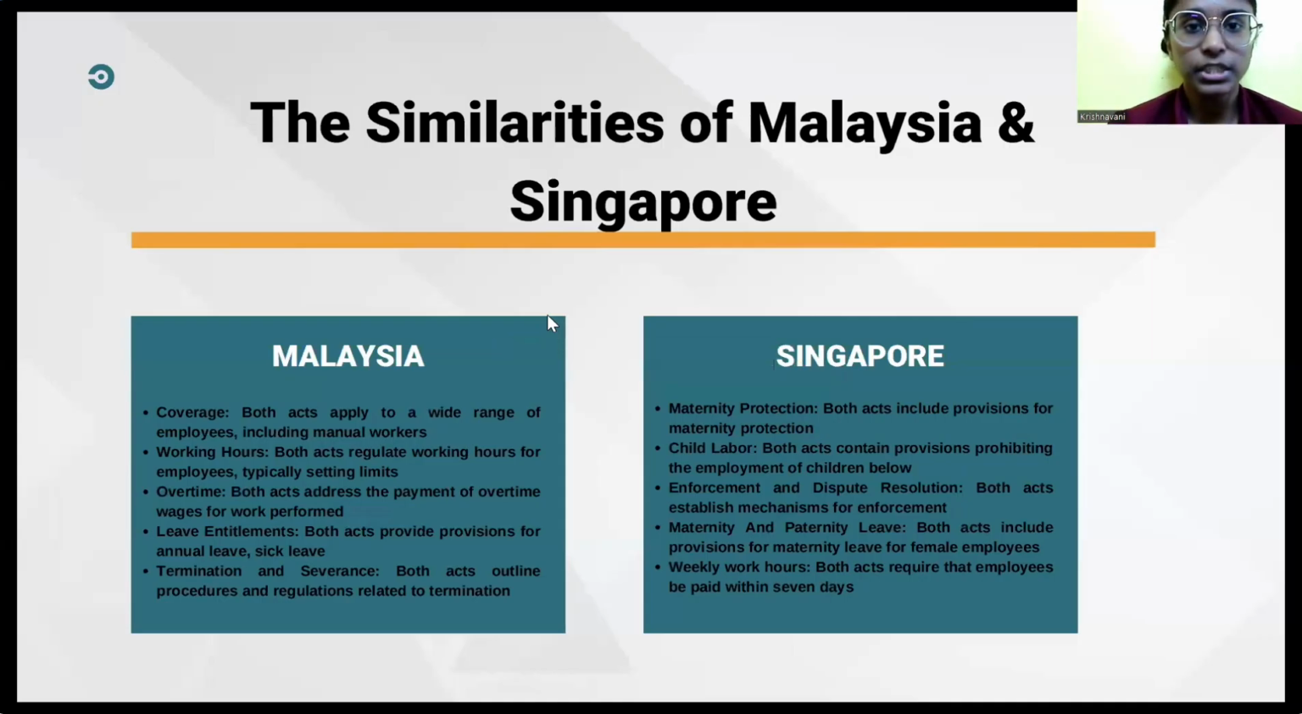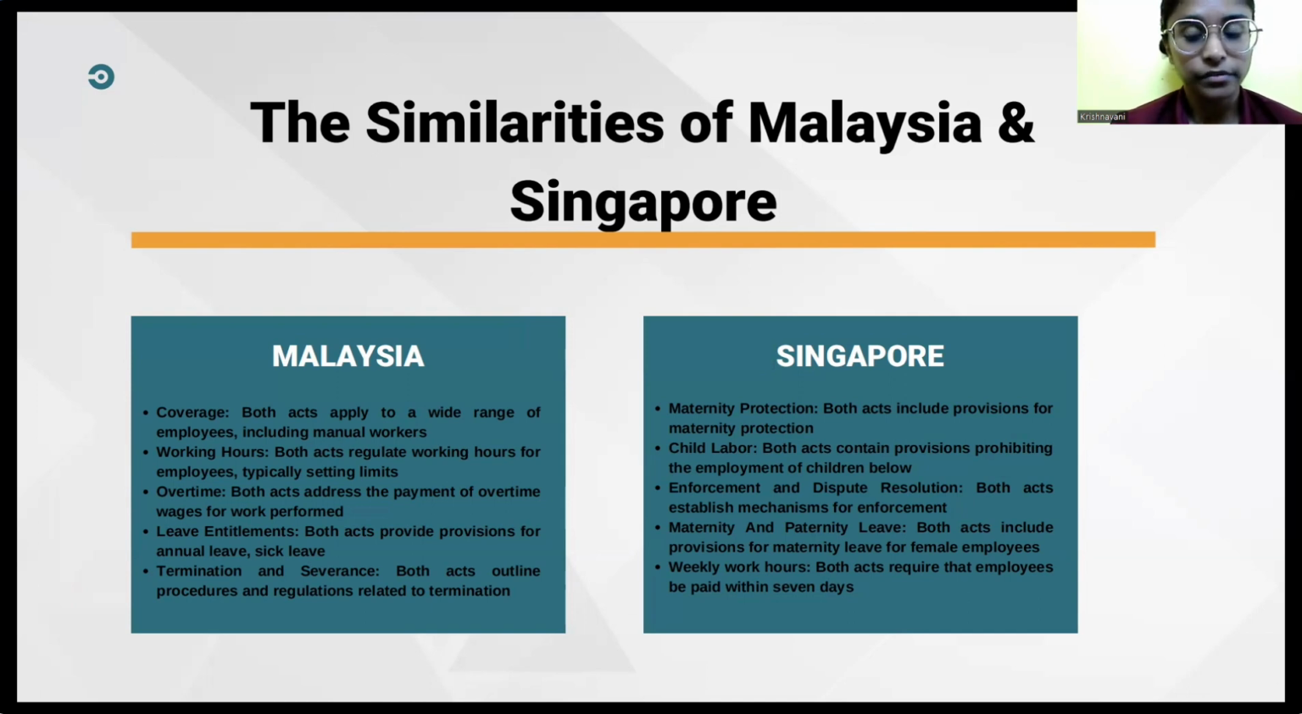So the similarities of Malaysia and Singapore. The Employment Act 1955 and the Singapore Employment Act 1968 have some similarities. For example, both acts state the employees should be paid within 7 days after the last day of the wage period. The Employment Act 1955 covers minimum terms and conditions of employment for certain workers. This includes provisions for working hours, overtime, leave entitlement, public holidays, termination, and maternity benefits. The Act also provides a framework for handling issues like termination, maternity leave, and overtime. This can help avoid misunderstanding and maintain workplace harmony.